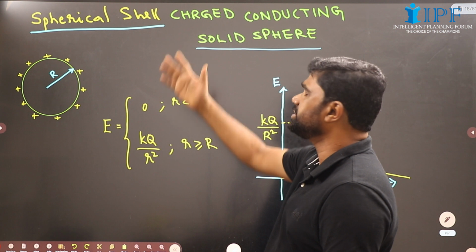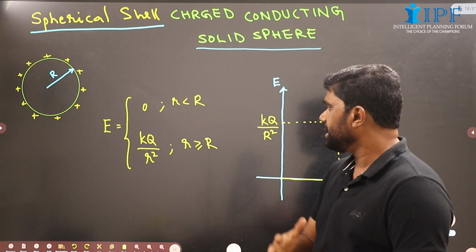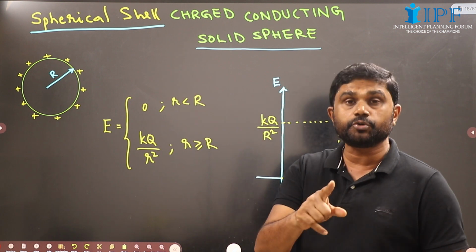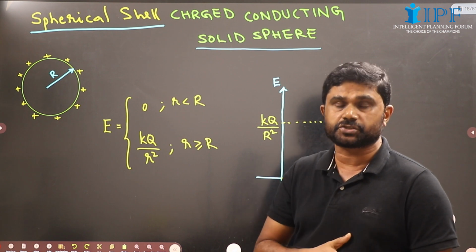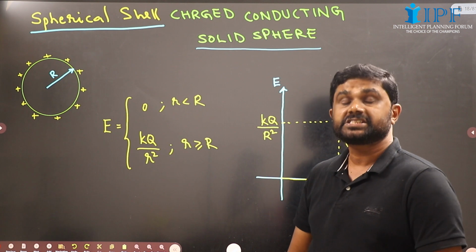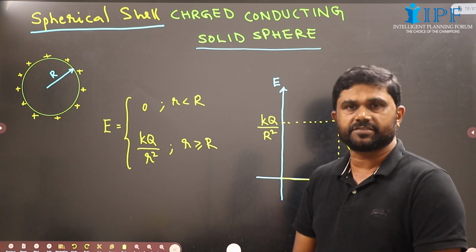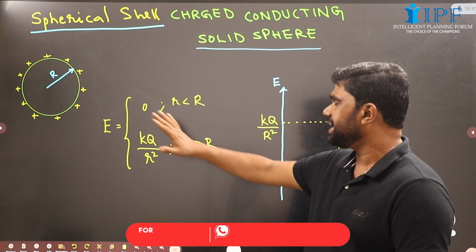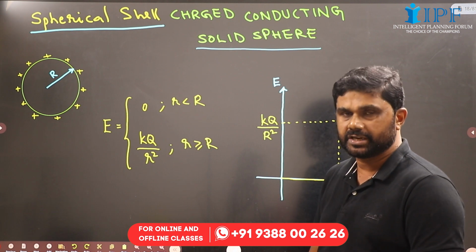Here we have a spherical shell. Charge, say capital Q, is distributed uniformly over the surface of the shell. The radius of the shell is capital R. Charge resides only on the outer surface. So this is the expression for intensity of electric field.